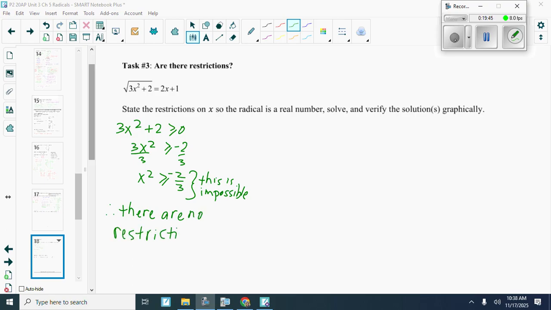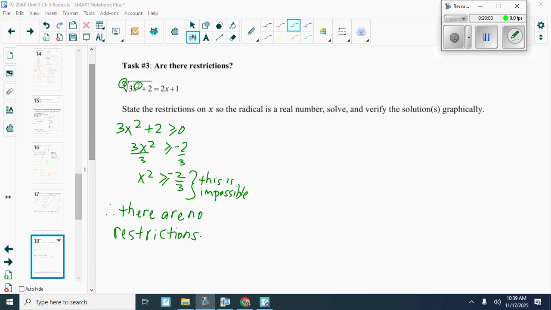Would I need you to go through all of this? No. I'm just saying, if you accidentally do, you can either say there are no restrictions or you just move on, because we have an even integer with an even index.